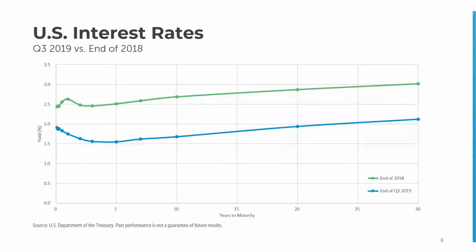Turning our attention to bonds, we start by looking at recent interest rates. Here we plot what is commonly referred to as a yield curve to show us how much interest we receive from bond investments with different maturities. The green line represents interest rates at the end of 2018, and the blue line represents interest rates at the end of the third quarter. Since the blue line is lower than the green line, we can see that interest rates decreased during the year. Bond prices rise when interest rates fall, and this helped boost bond results for the year-to-date period.